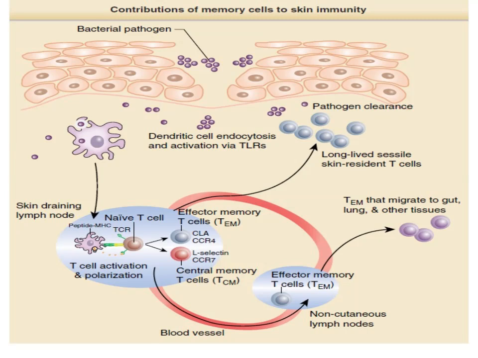Skin-homing TEM enter all areas of the skin, but in highest number at the site of pathogen exposure. These cells will contribute to pathogen clearance, and some will become long-lived tissue-resident memory T cells, TRM. T cells are also released from the skin-draining lymph nodes and migrate to secondary lymphoid tissue, including non-cutaneous lymph nodes, giving rise to new populations of TEM that home to other non-skin peripheral tissues such as the gut and lungs.